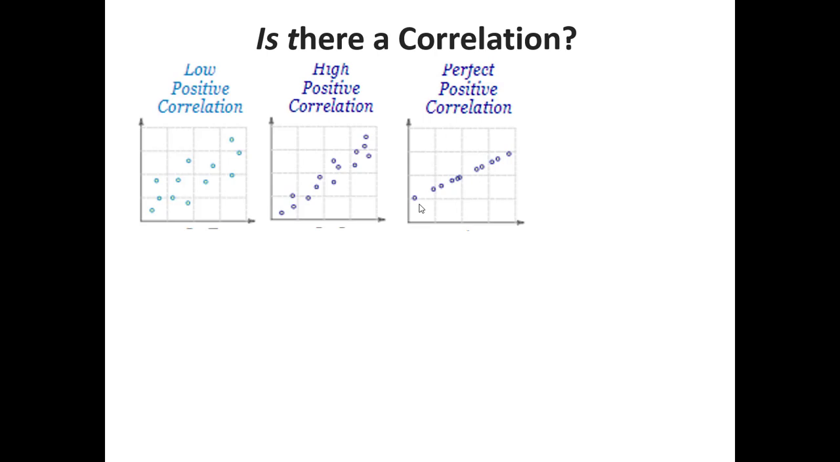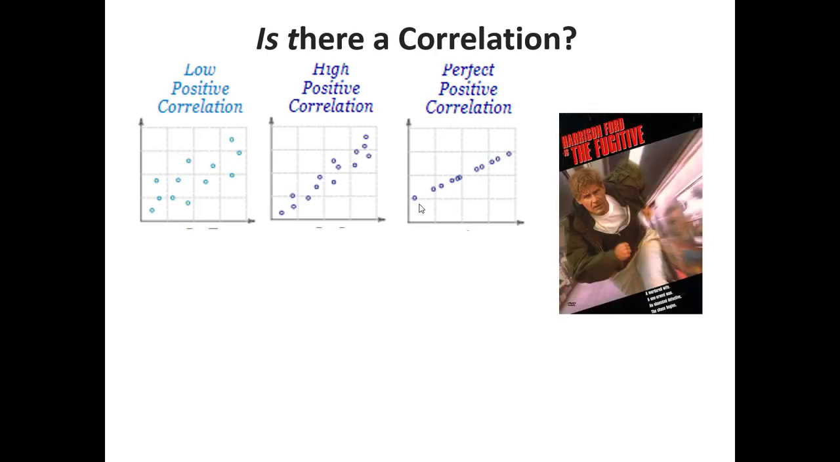But if you've ever seen The Fugitive, you'll know that a perfect positive correlation is why Harrison Ford was running away from the one-armed man. So I don't want to talk too much about perfect correlations because generally speaking, they don't exist in the real world. When correlations are perfect, something's usually up.